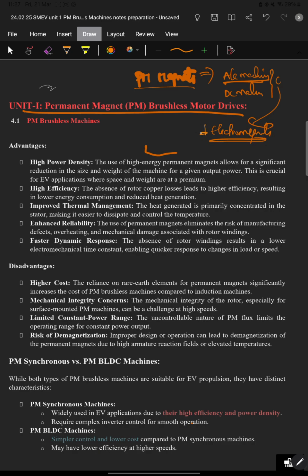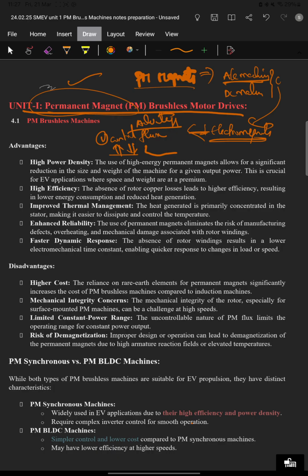The advantage with this is we are able to control the flux. We can increase the flux or we can decrease the flux. We can turn it on, we can turn it off as much as required. We can control it with the electromagnets. Yes. Now here, instead of electromagnets, I'm using permanent magnets. As I'm using permanent magnets here, it is called a permanent magnet brushless motor.